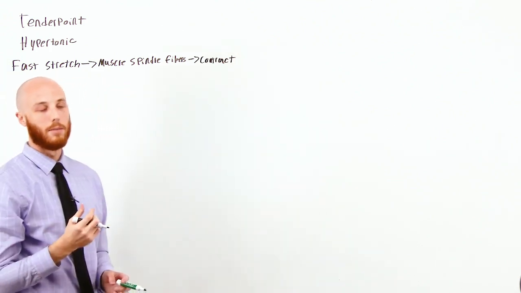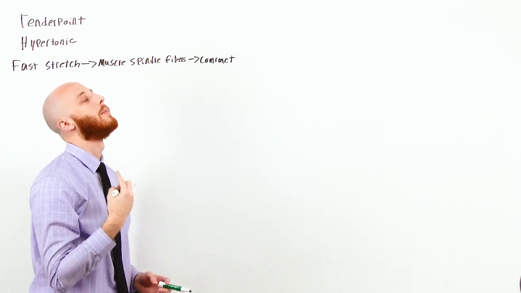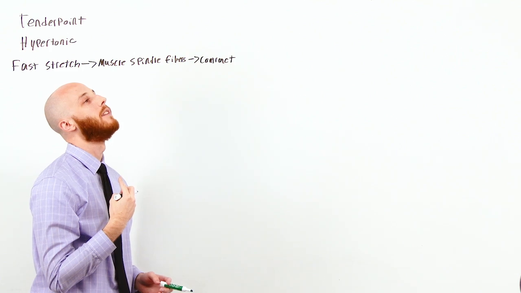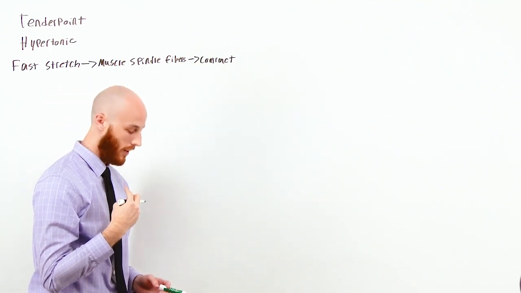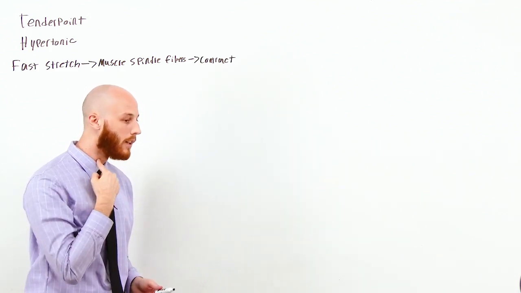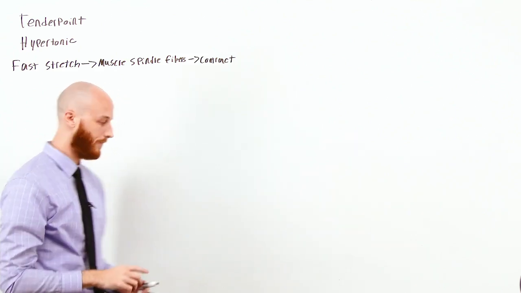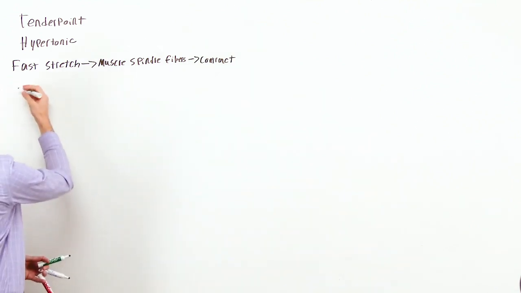So in our whiplash example, you get hit from behind, extend your neck into whiplash, muscle spindle fibers get activated, tell you to flex your neck forcefully. And now, this is where the tender point will be, the anterior cervical area. Muscles are too contracted. So how do we treat this?